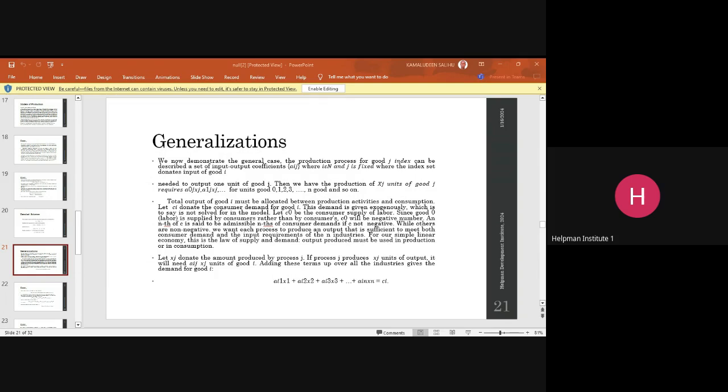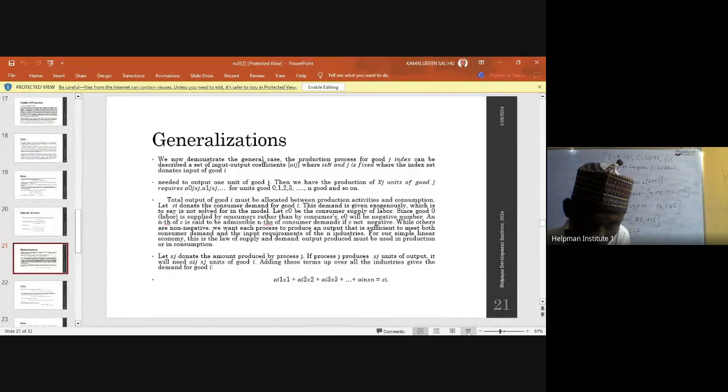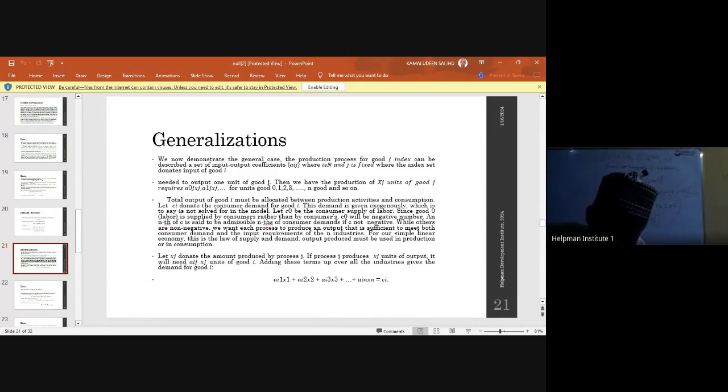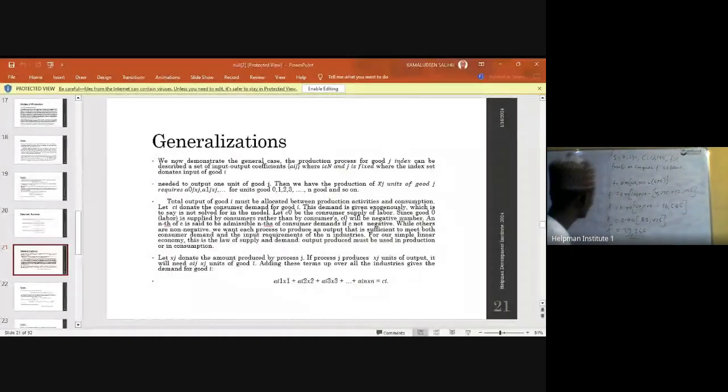Allow me to share the board so that I can use it for a detailed explanation of this generalization. One minute, let me present the result on the board. Let's do the generalization and see.